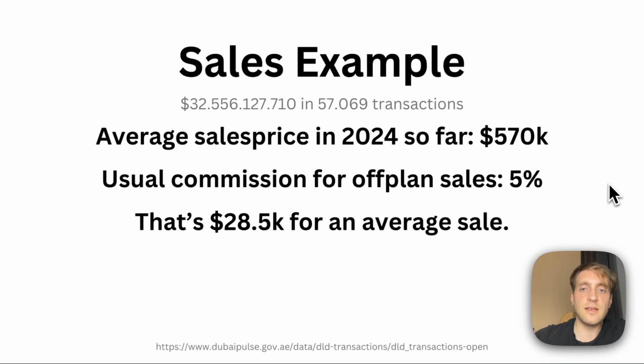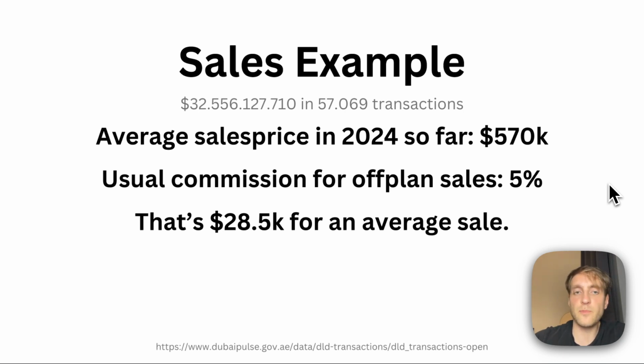Ultimately, we are just a broker. So we get paid through the commission for every sale. And here's an example of how much an average sale can bring us. $32 billion have been sold in 57,000 transactions. Therefore, the average price is $570,000.